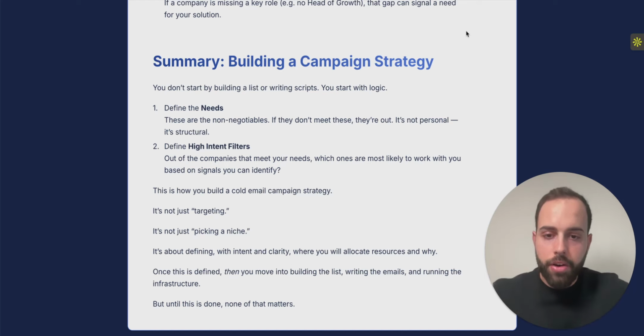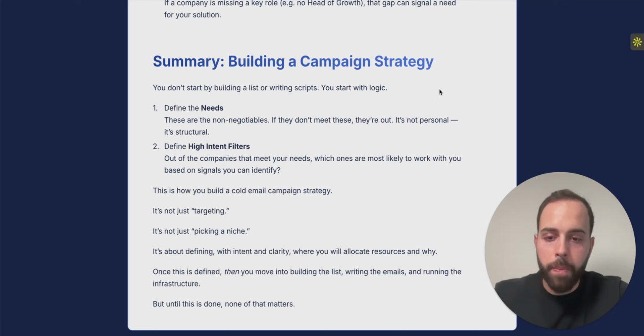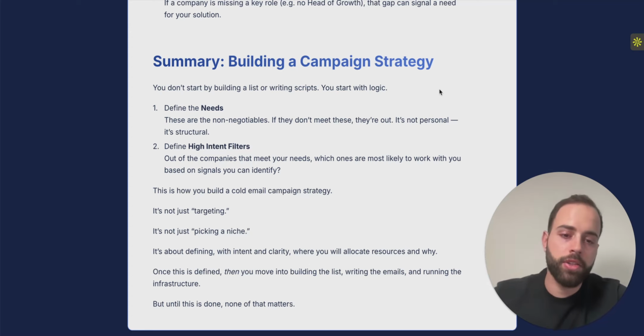So this is how you build a cold email campaign strategy. It's not just targeting, it's not picking a niche, it's about defining with intent and clarity where you will allocate your resources and why. Once this is defined, then you move into building a list, writing emails, and running the infrastructure. But until the campaign strategy part is done, nothing else matters.